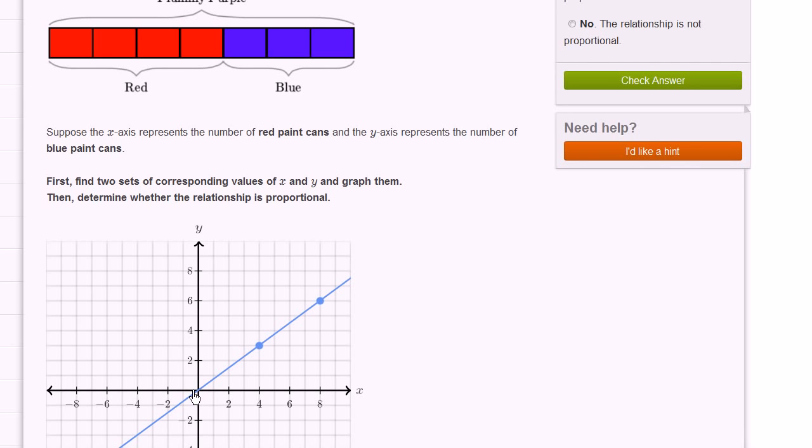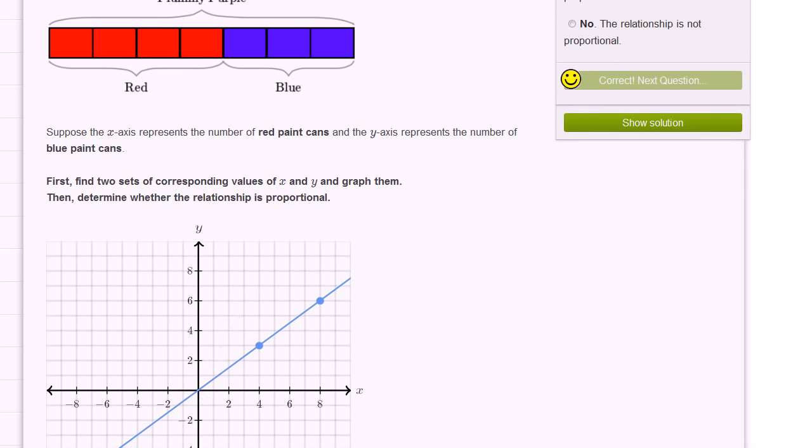And that makes sense. If I have 0 red, well, if I'm going to have 3/4 of that blue, well, 3/4 times 0 is still going to be 0. So this is a proportional relationship. We could check our answer. Yes, it is. And let me explain that last point in a little bit more detail.